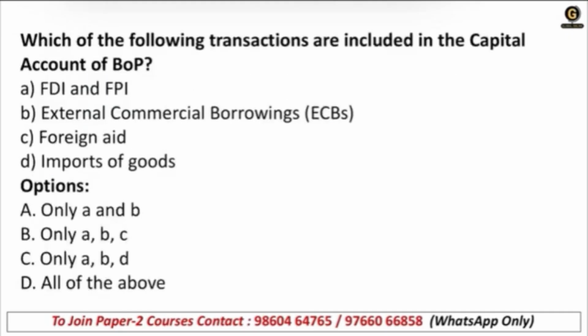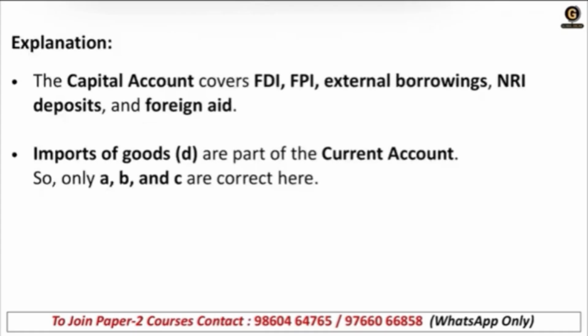Okay, next, which of the following transactions are included in the capital account of BOP? FDI, FPI, ECBs, foreign aid, imports of goods. The right answer is option B, that means A, B, C, not D. See, the capital account covers FDI, FPI, external borrowings, NRI deposits, and foreign aid. Imports of goods are a part of the current account, right? So only A, B, C are correct here.